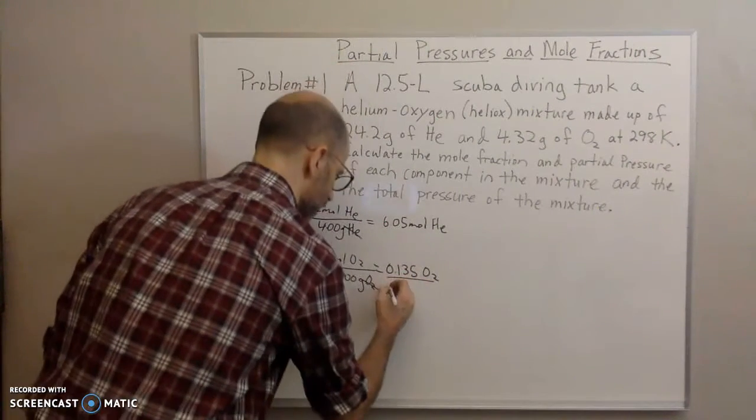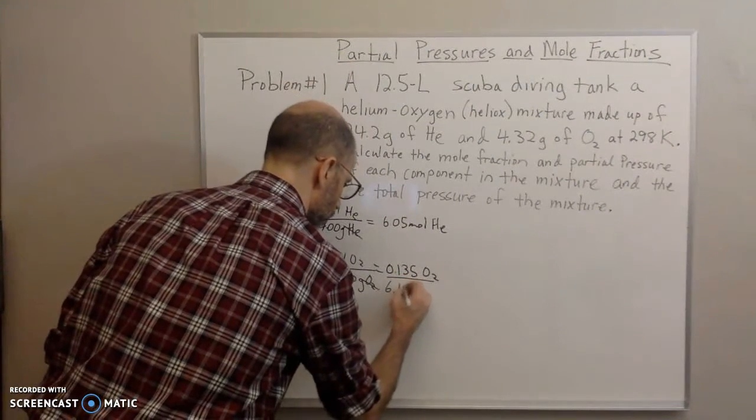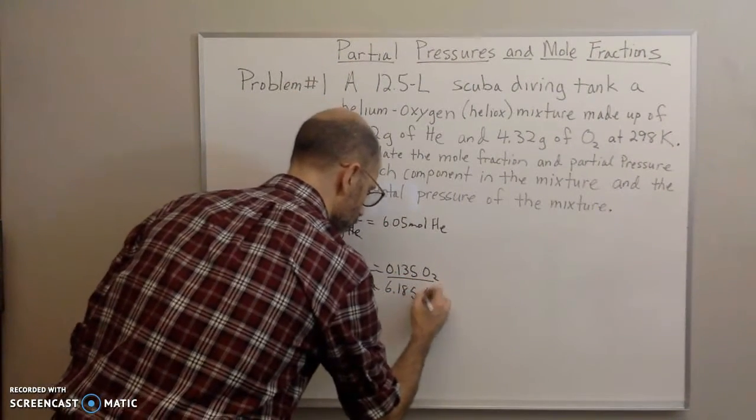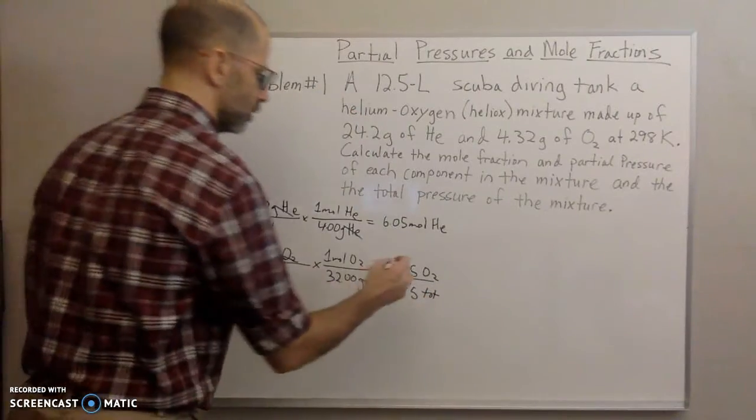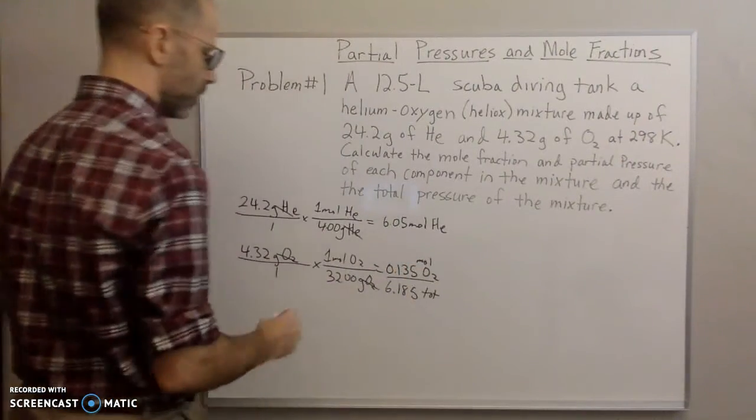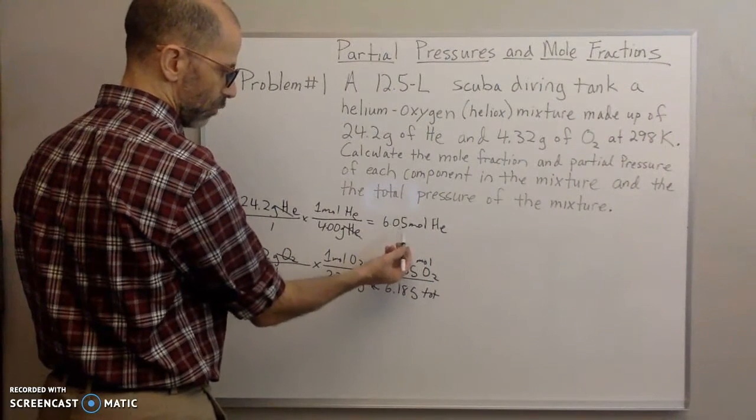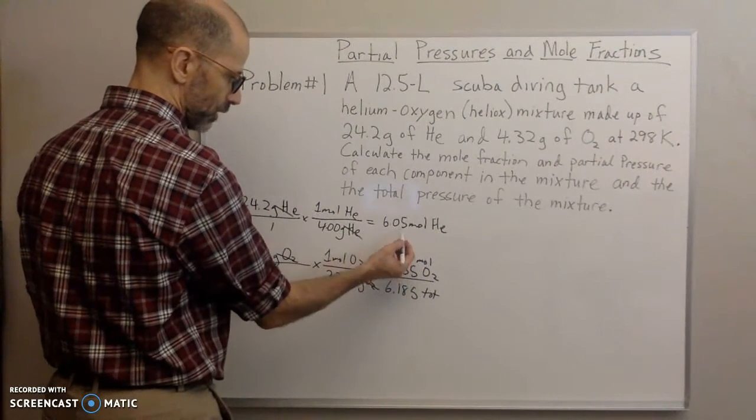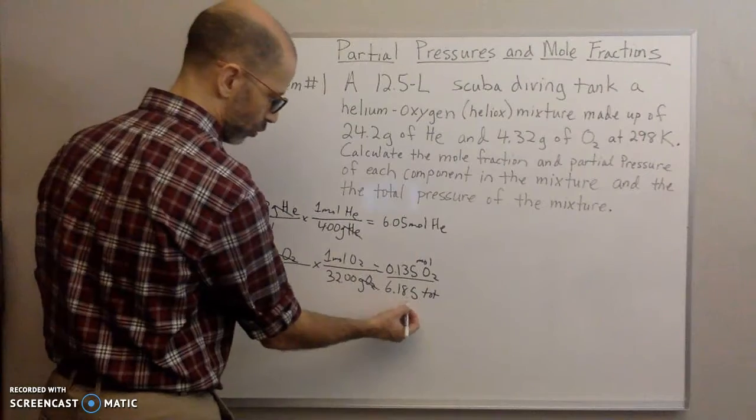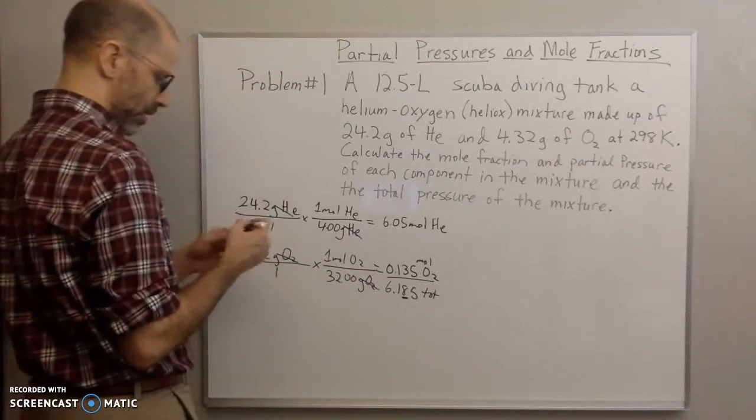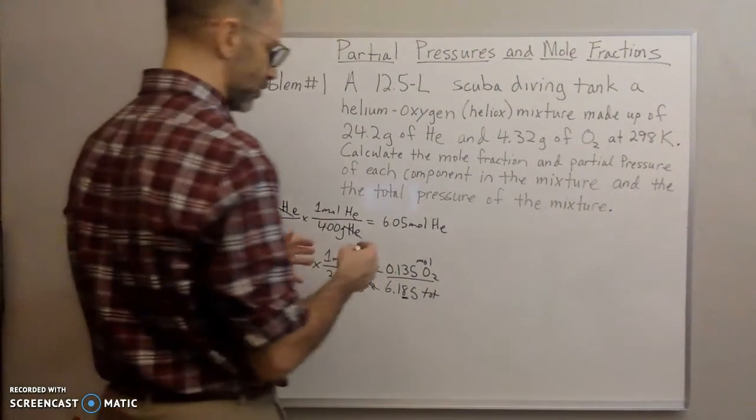So if I add these together, I get 6.185 total moles. Again, because I'm adding, I'm only allowed the least number of decimal places, so I have 2 and 3, so I'm only allowed 2, so that's the last one there. So now I can do the mole fractions again.